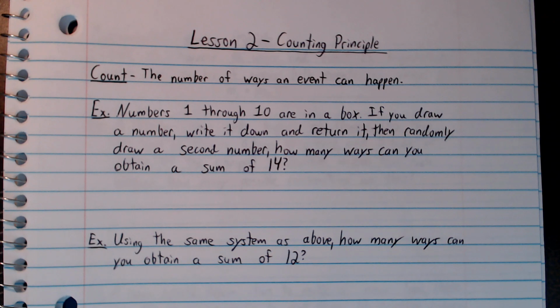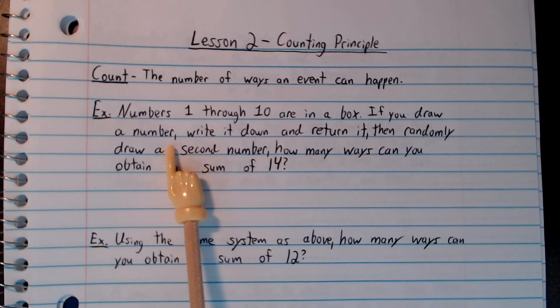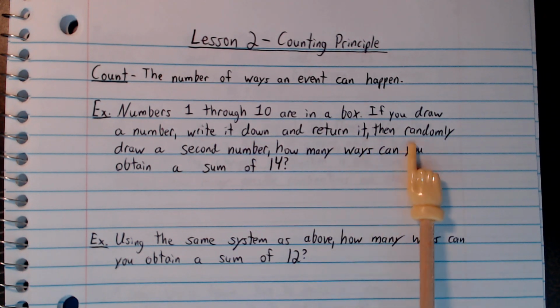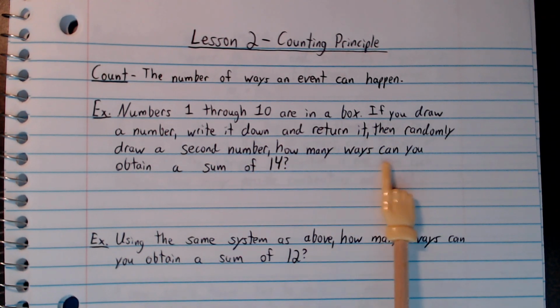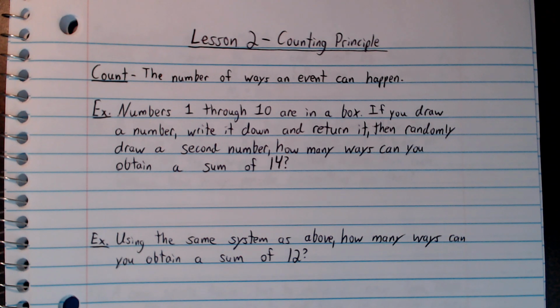So our first problem says numbers 1 through 10 are in a box. If you draw a number, write it down, and return it, then randomly draw a second number, how many ways can you obtain a sum of 14? So first of all, we have numbers 1, 2, 3, 4, 5, 6, 7, 8, 9, and 10 inside of a little box. We're going to draw a number, write it down, and put it back in. What that means is that on the second draw, we could possibly get a duplicate number, right? If we had picked out 1 and put it back in, we could possibly pull that 1 out again.